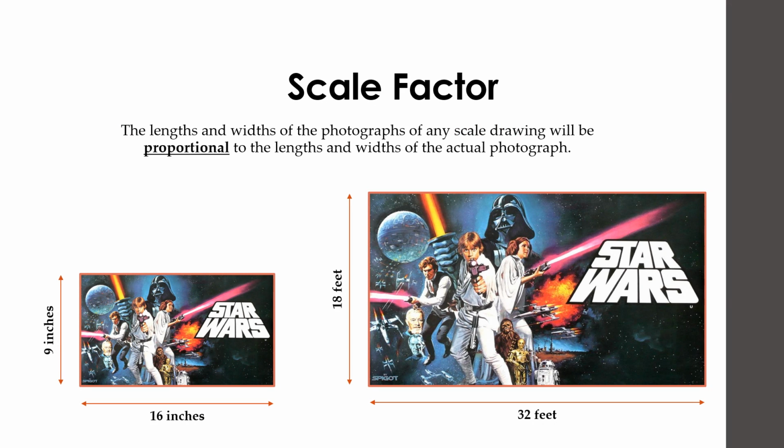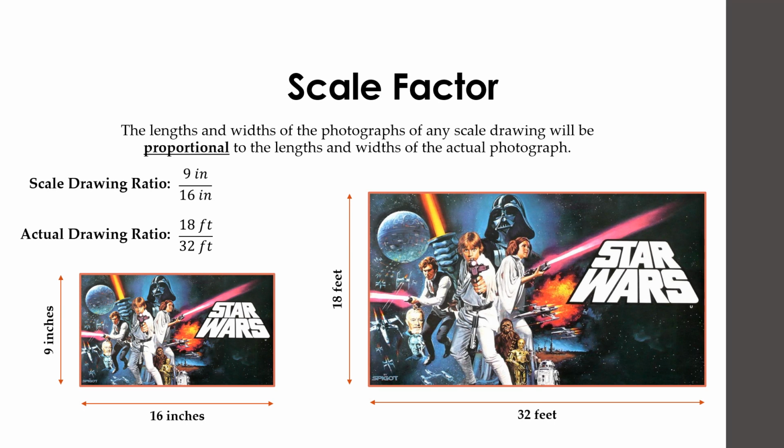Now, one thing that is important to note is that the lengths and widths of the photographs of any scale drawing will be proportional to the lengths and widths of the actual photograph. So it doesn't mean they're the exact same, but it means that they are proportional. And what this means is, imagine that you have the ratio of your scale drawing. That is simply 9 over 16. However, we've got an actual drawing ratio, and that's 18 feet over 32 feet.